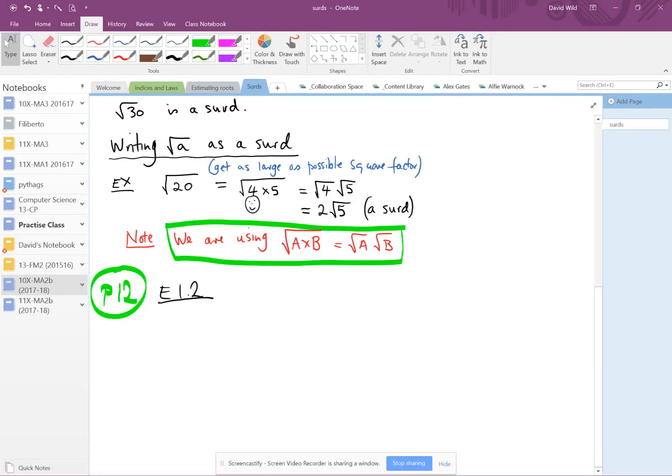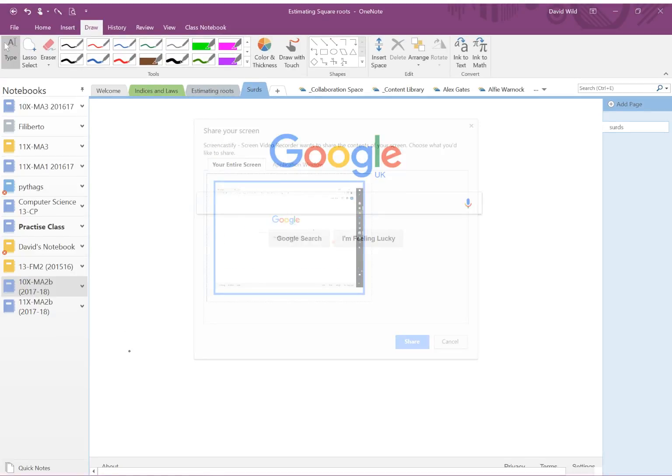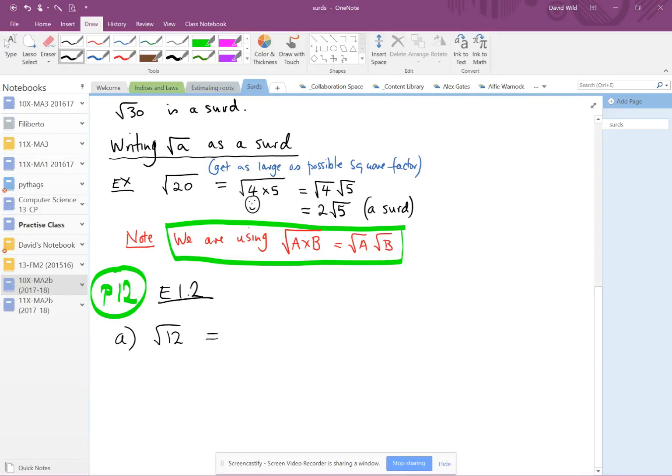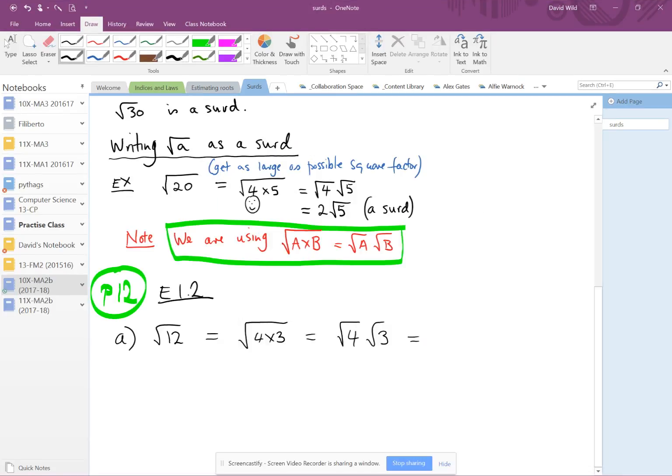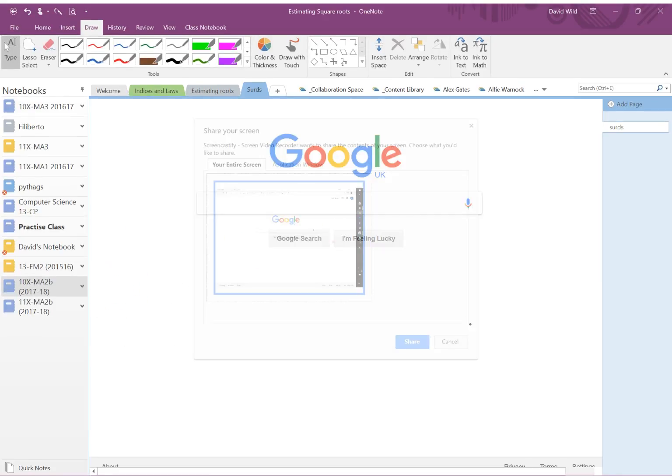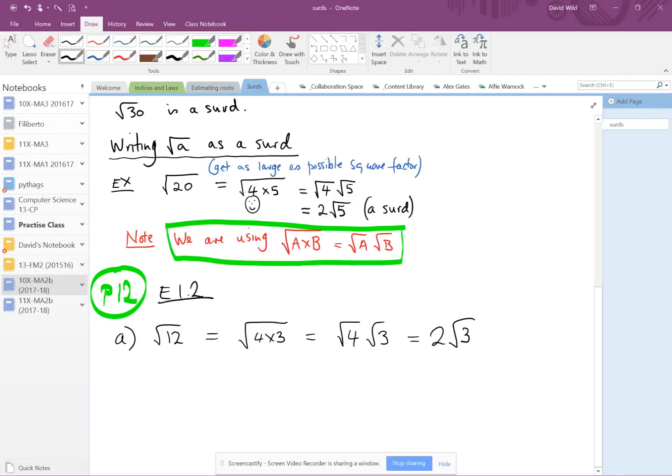Page 12, exercise 1.2. It says simplify root 12. So let's factor 12: 4 times 3. So this is root 4 times 3. Then split them up. And root 4 is 2, so we end up with 2 root 3. Is root 3 a surd? Yeah, we definitely cannot factorise 3, therefore this is the surd. Okay? 2 root 3 is a surd. Is that clear, everybody?